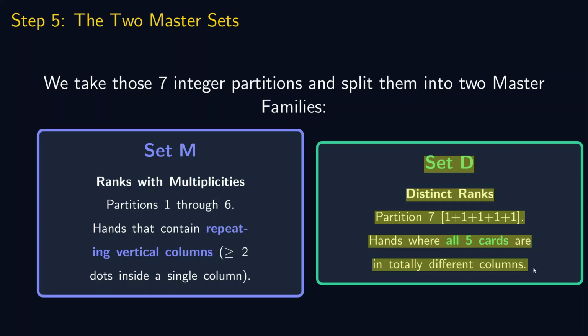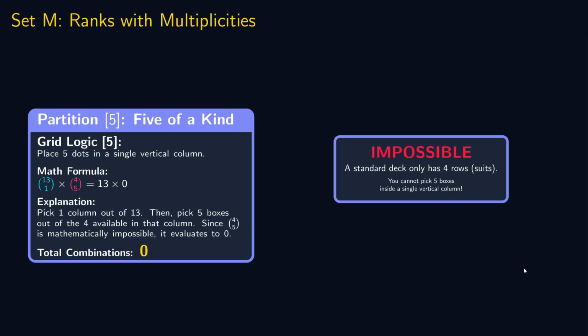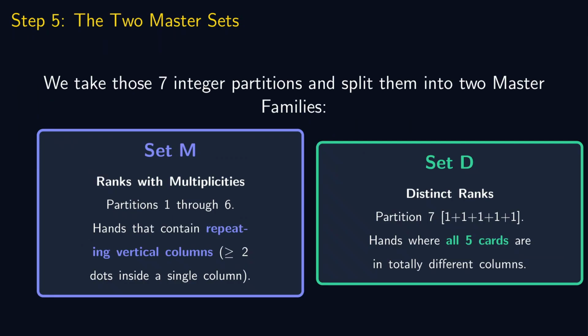This split is not arbitrary. It is mathematically motivated. The reason we separate these 2 families is that they each require a fundamentally different counting strategy. Set M hands have repeated ranks, which means we have to be careful about how we handle symmetry and avoid overcounting. Set D hands are all distinct, which opens the door to a different kind of combinatorial reasoning involving sequential and uniform conditions. So keep this division in mind as we move forward.